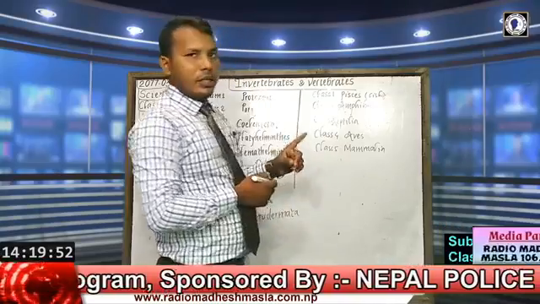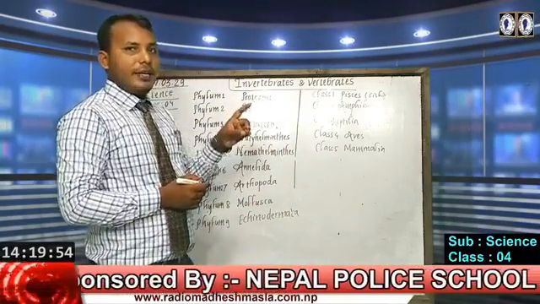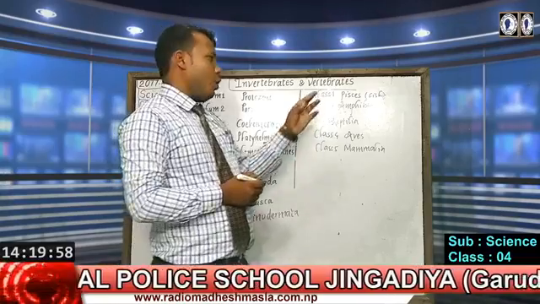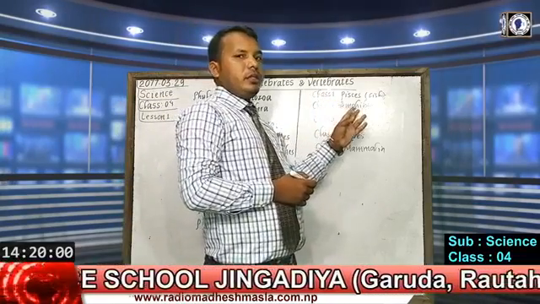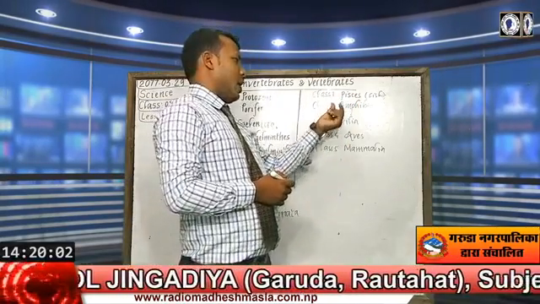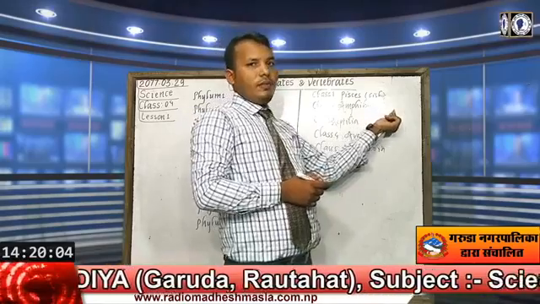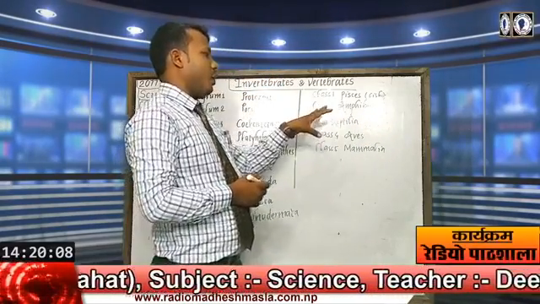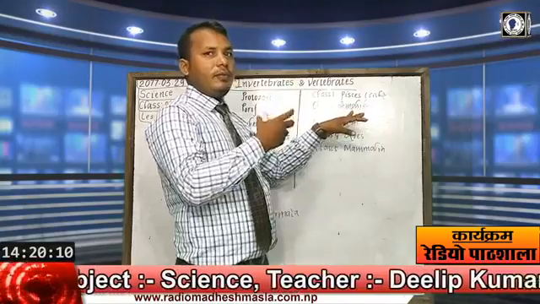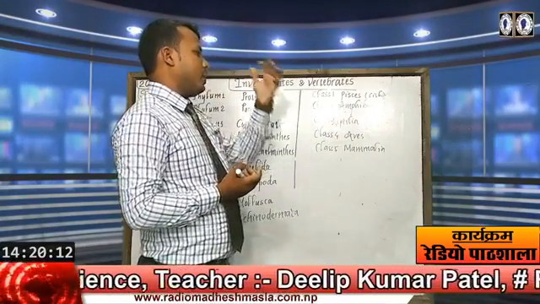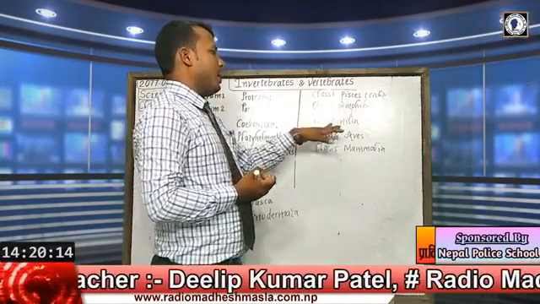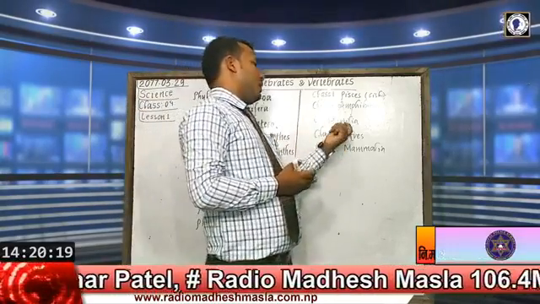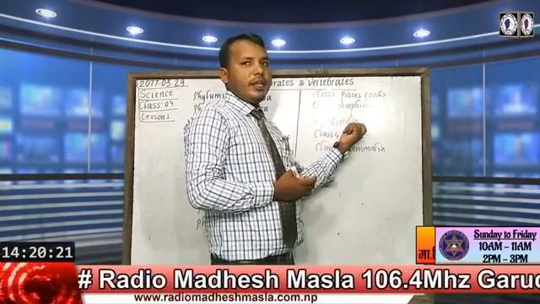Amphibians means the animals that live both on land and in water. When amphibians are in the water, they breathe through gills, and when they are on the land, they breathe through lungs and moist skin. Reptiles, the animals that crawl on the land, are called reptiles. They are called crawling animals.